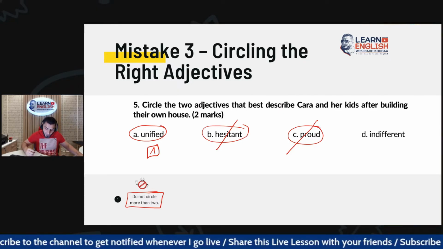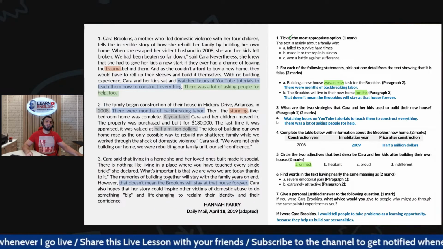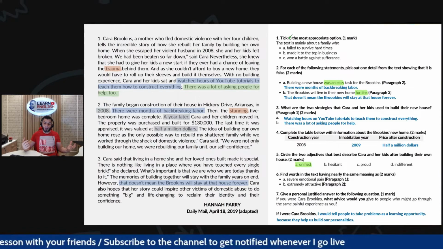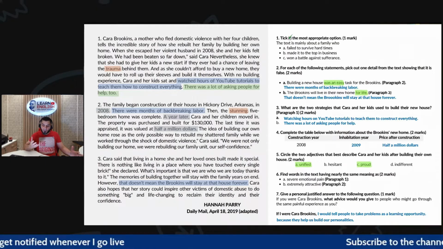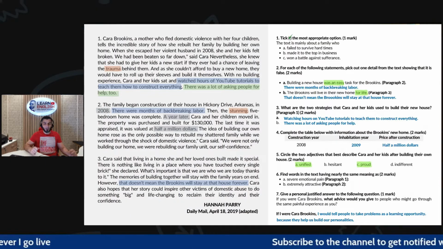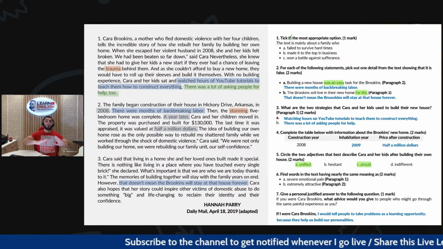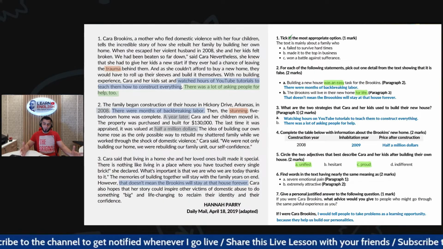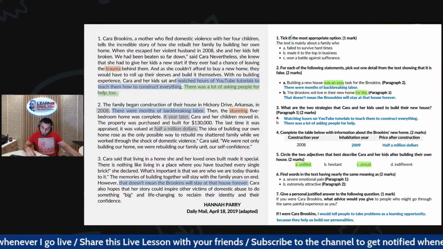Of course here the correct answers are unified. So the family was unified as they built this new house together. And of course, they were proud of their accomplishment, of their achievement, of the success, because building a new house from scratch, from the beginning, with no building experience, is very, very difficult and back-breaking labor, as they said.